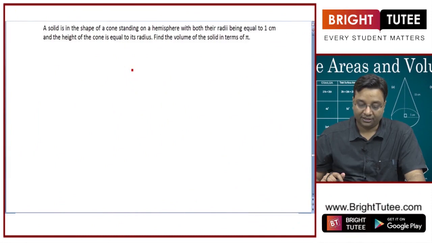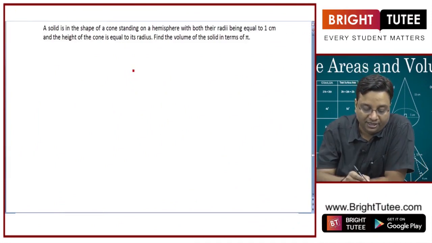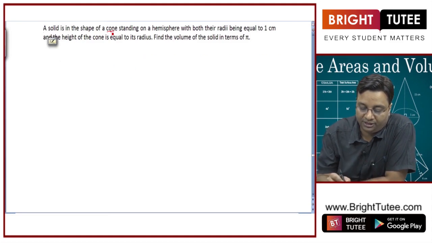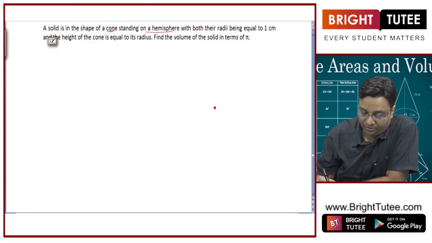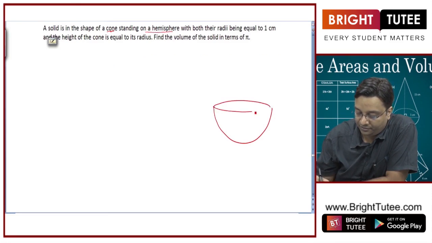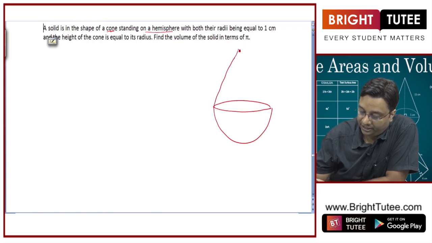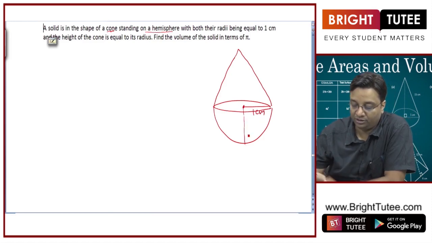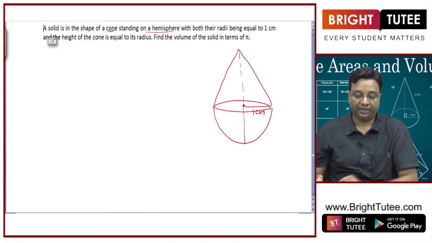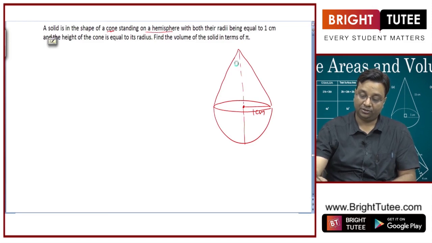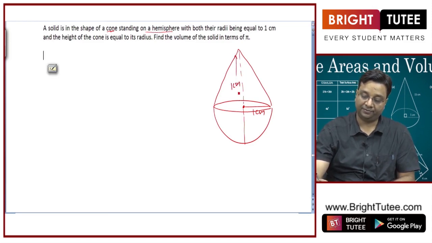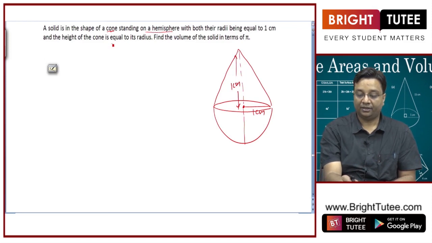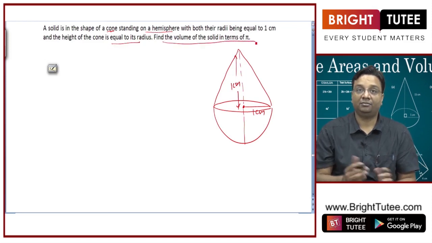Now let us start the questions here. A solid is in the shape of a cone standing on a hemisphere. So there is a hemisphere and there is a cone standing on this hemisphere. The radii being 1 centimeter. So this is 1 centimeter, and this is the radius of both the hemisphere and the cone. Height of the cone is equal to its radius, so the height of this cone is also 1 centimeter, right. Find the volume of the solid in terms of pi.